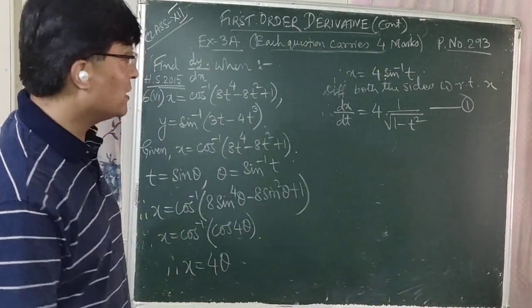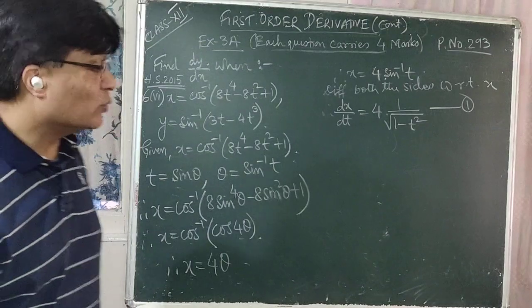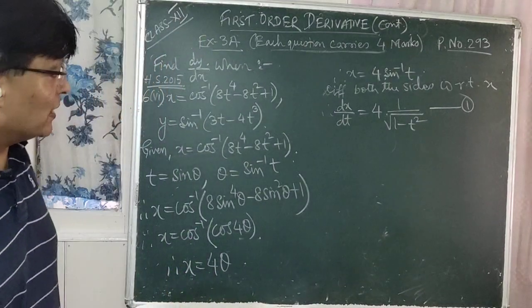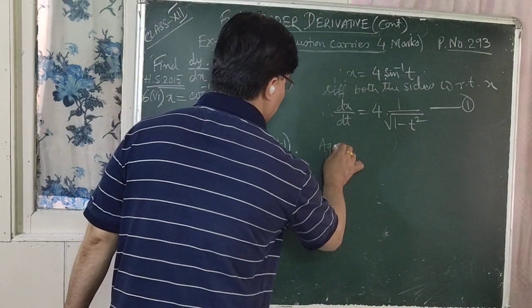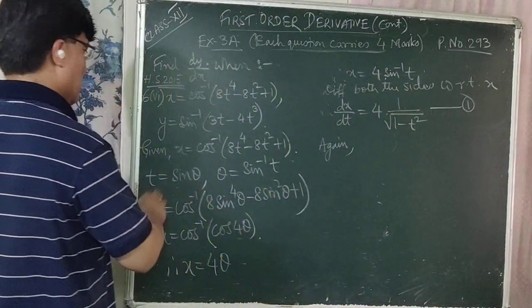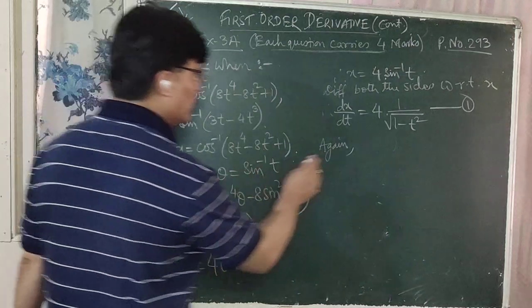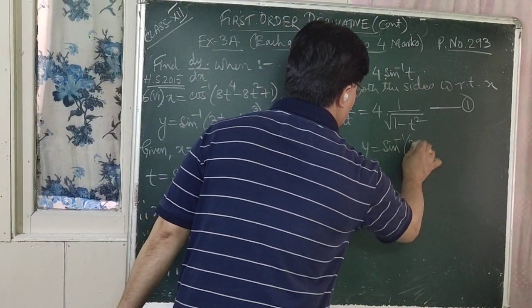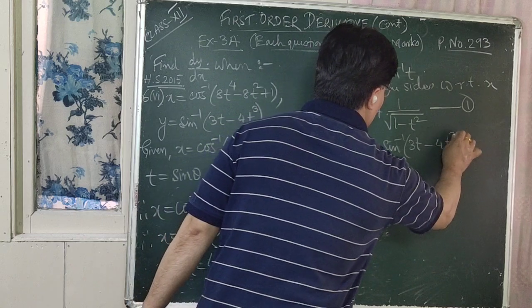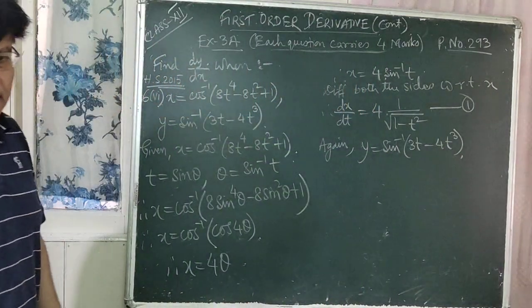So we have got dx by dt is equal to 4 into 1 upon root over 1 minus t squared. That is number 1. Next, y is given here. y is equal to sine inverse of 3t minus 4t cube. So how will you simplify it?